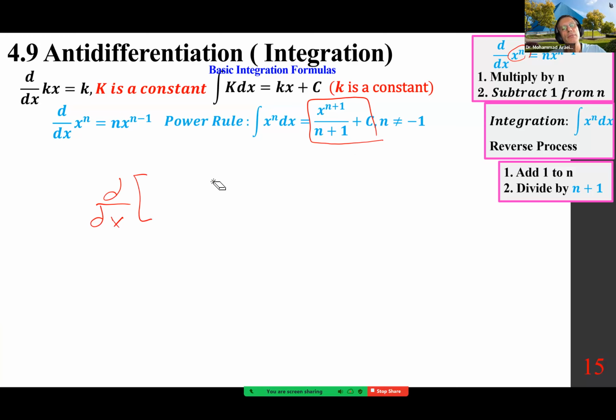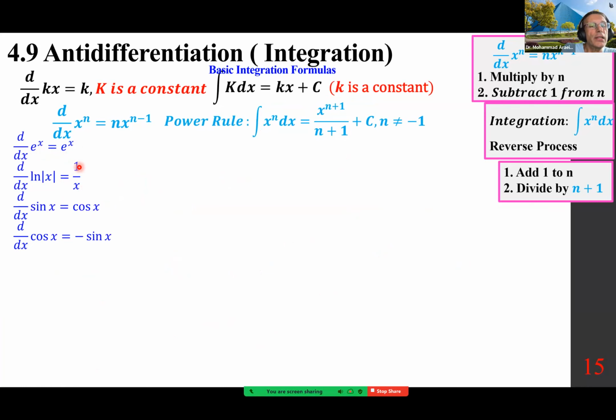Now we know the derivative of e to the power of x is e to the power of x. Therefore, the integral of e to the power of x dx must be e to the power of x. The derivative of ln x is 1 over x. The integral of 1 over x must be ln x plus a constant, by the way. All of them have a constant. The derivative of sine is cosine. The integral of cosine must be sine. The derivative of cosine is negative sine. So the integral of sine is negative cosine. All of them have a constant, everybody.